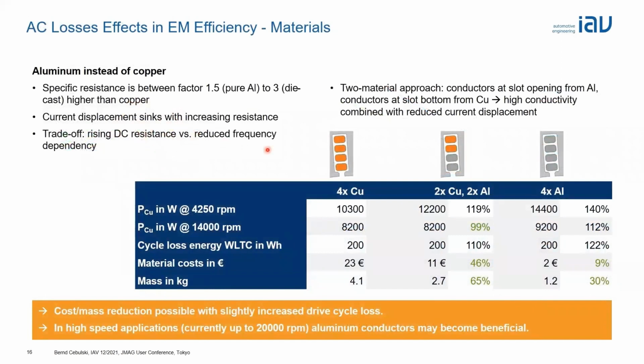So the same here investigated about costs and different arrangements. In the left portion, you see 4 copper bars, in the middle 2 copper and 2 aluminum bars. On the right side, 4 aluminum bars, and you see here that there is a big effect in cost and mass. So we don't see these machines now, but this is something we might look at in the future to have lower cost and better efficiency in the high-speed region especially.